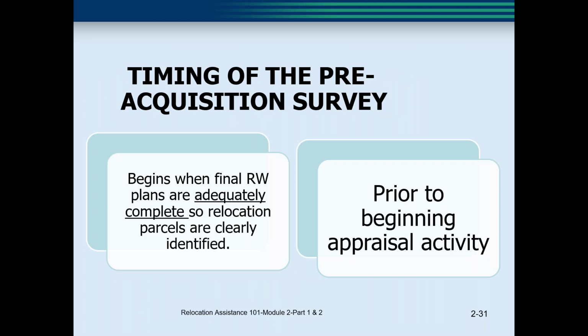So what's the timing for the pre-acquisition survey? The timing is when the right-of-way plans are adequately complete so that a person who is knowledgeable in relocation can determine which parcels will have a displacement. The right-of-way plans do not have to be final approved plans, but they do have to be adequately complete. The information is gathered and it acts as a very important tool for the appraiser, so that this study actually needs to be completed prior to the appraisal process. You might need to know that.